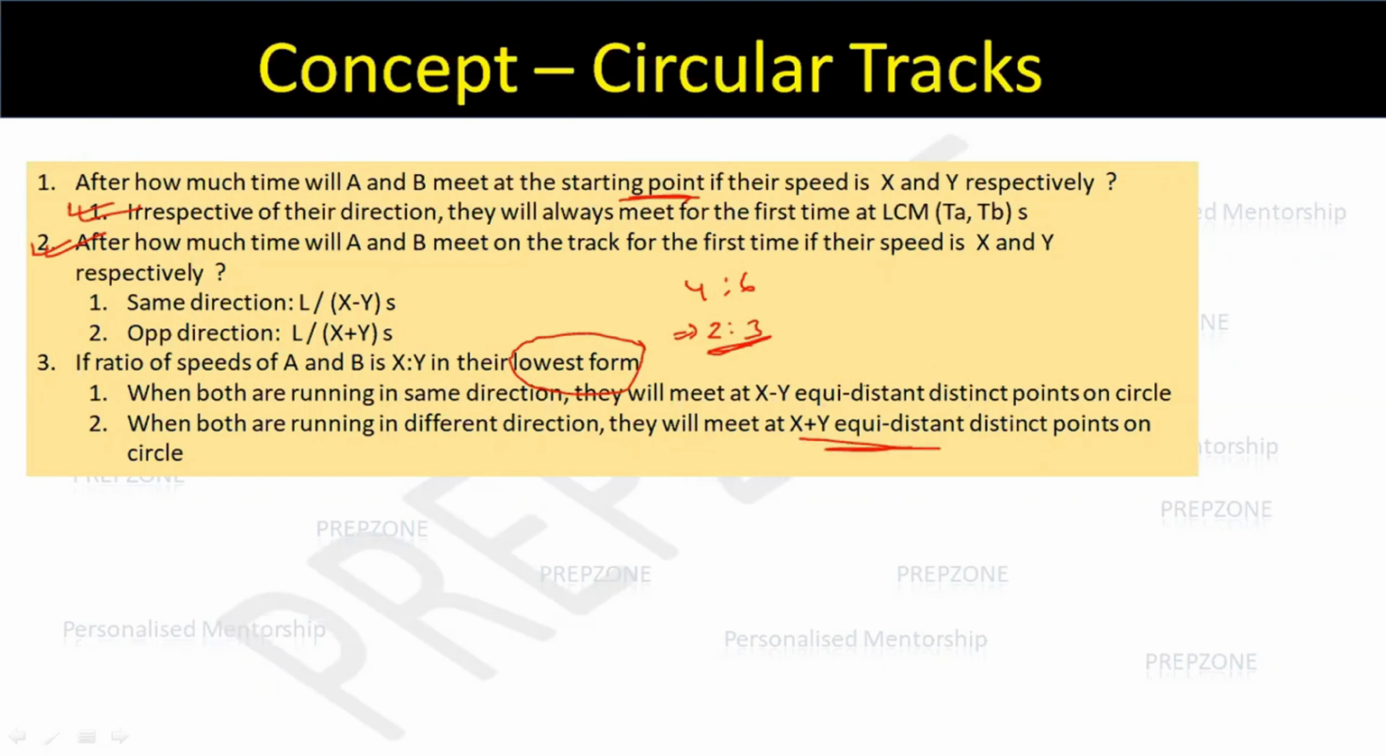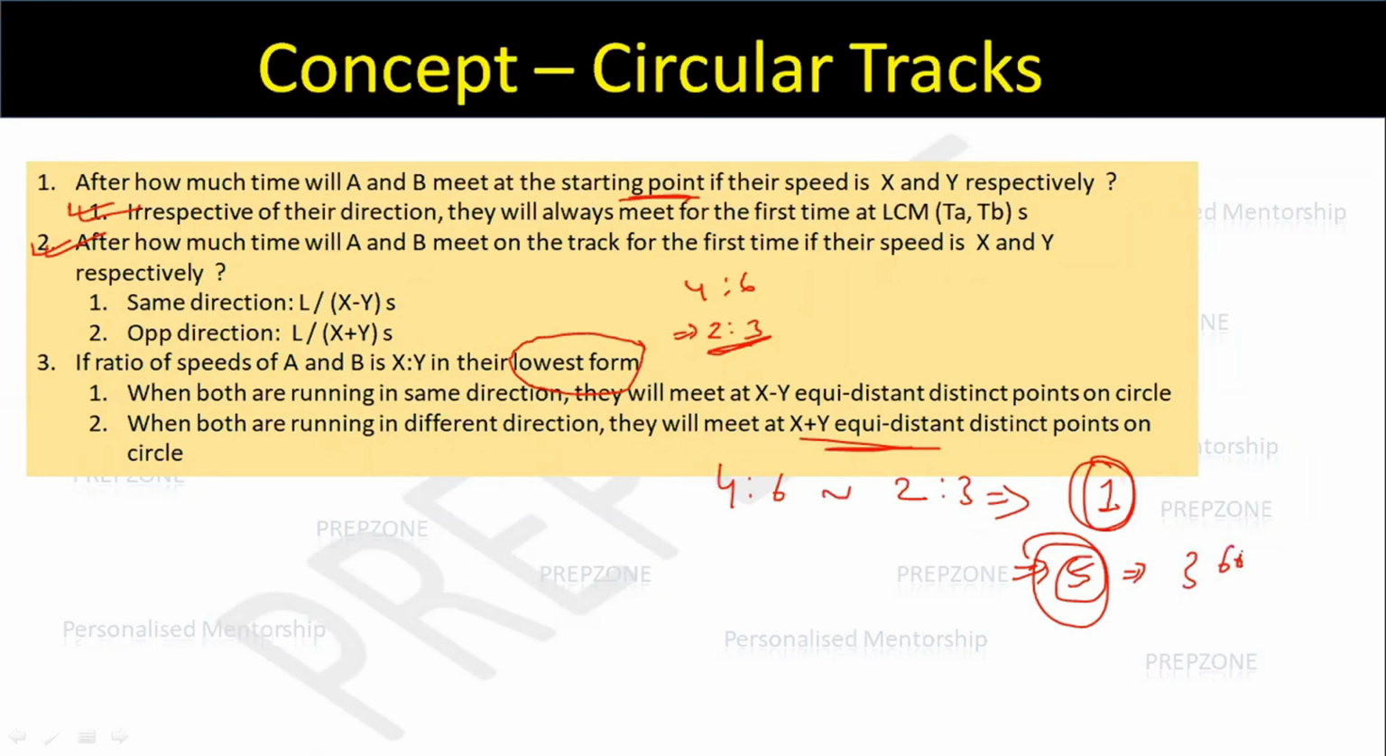Which means if the ratio of the speeds is say 4:6, I will simplify it to 2:3. If they're moving in the same direction, they will meet at one distinct point on the circle, and if they're moving in the opposite direction, they will meet at 5 distinct points on the circle. 5 equidistant points, which means if you want to find the angle, you can do 360 degrees divided by 5, that is 72 degrees, and they will meet at every 72 degrees. And with one point, they will always meet at the origin if the speed is in the ratio of 2:3.